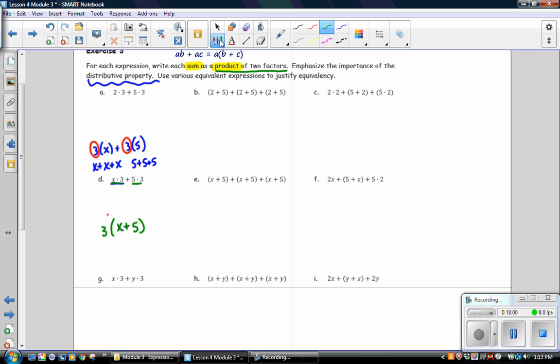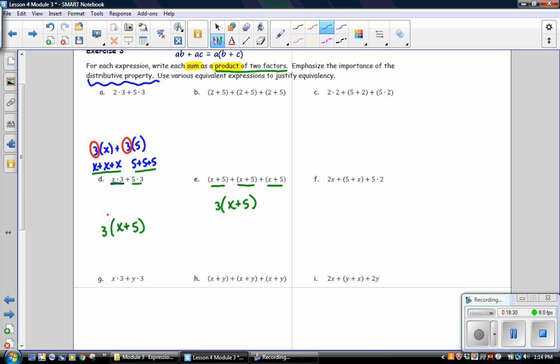Problem E. So we have x plus 5, and x plus 5, and it says to write it as a product. Well, we have repeated addition 3 times. So this would be 3 times the quantity x plus 5. And look at the similarity between the last problem. Here we have the 3 x's, the common terms collected, and the 3 5's together. Here we have x plus 5, and x plus 5.